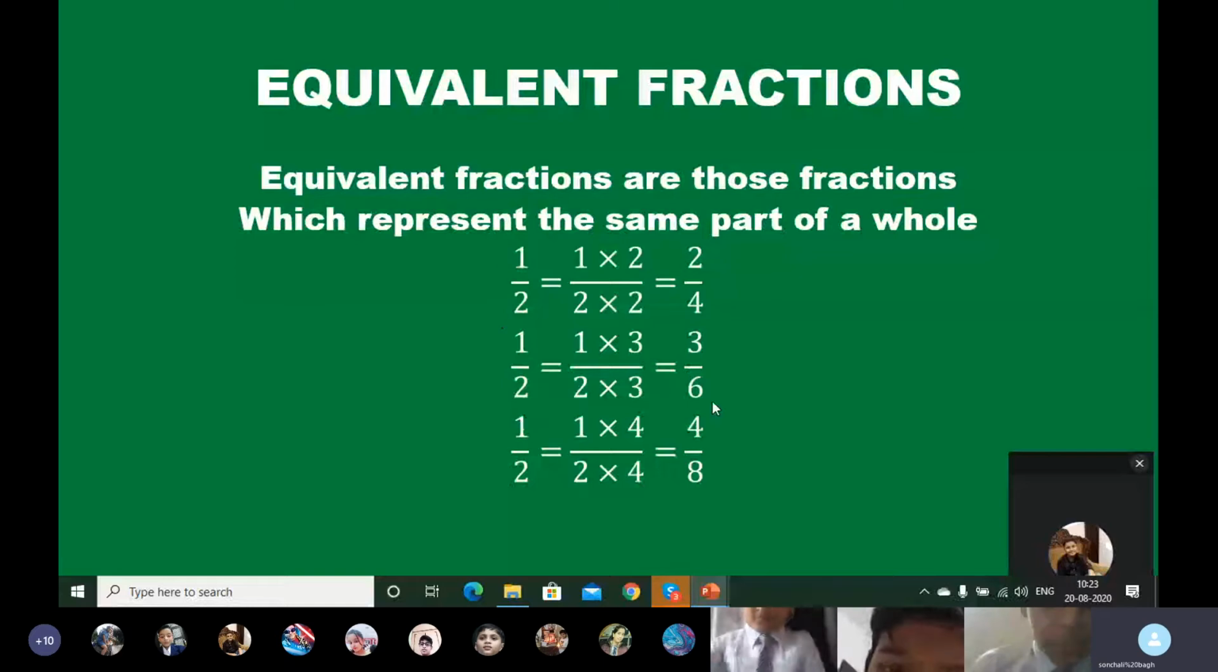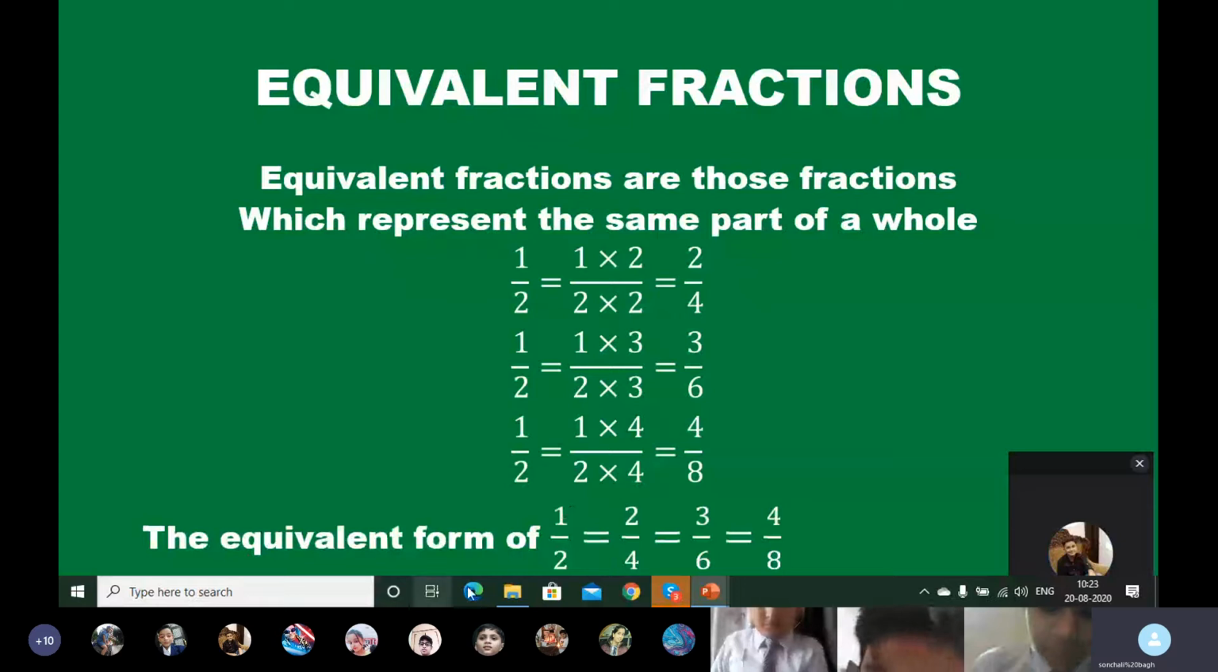That means the equivalent form of 1 by 2 is equal to 2 by 4, is equal to 3 by 6, and is equal to 4 by 8. If you are writing 2 by 4, you are also writing 1 by 2. If you are writing 3 by 6, it also means 1 by 2. And if you are writing 4 by 8, it also means 1 by 2. Such fractions are called equivalent fractions. Understood?